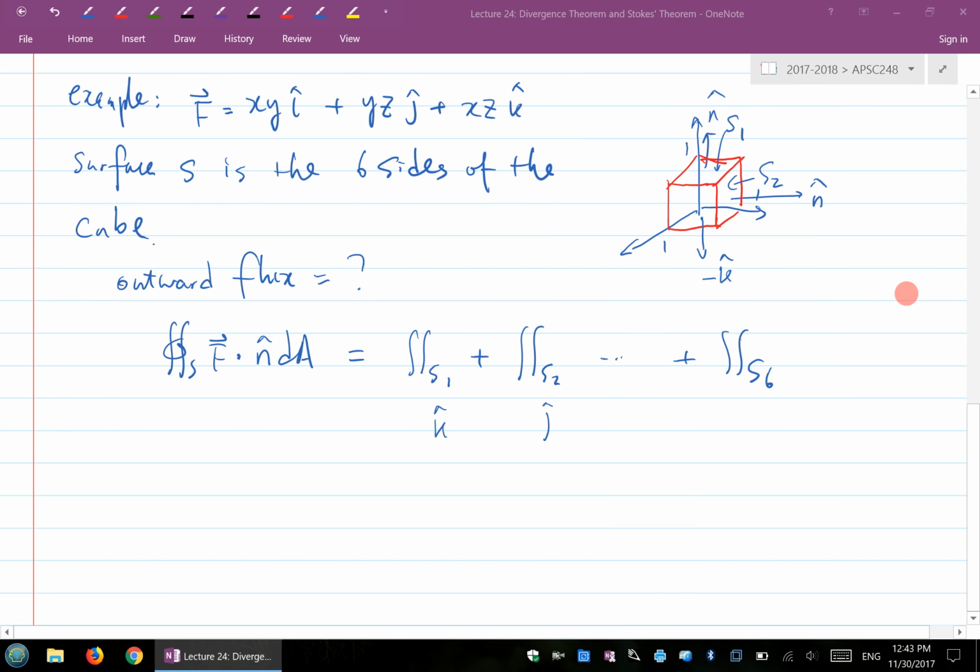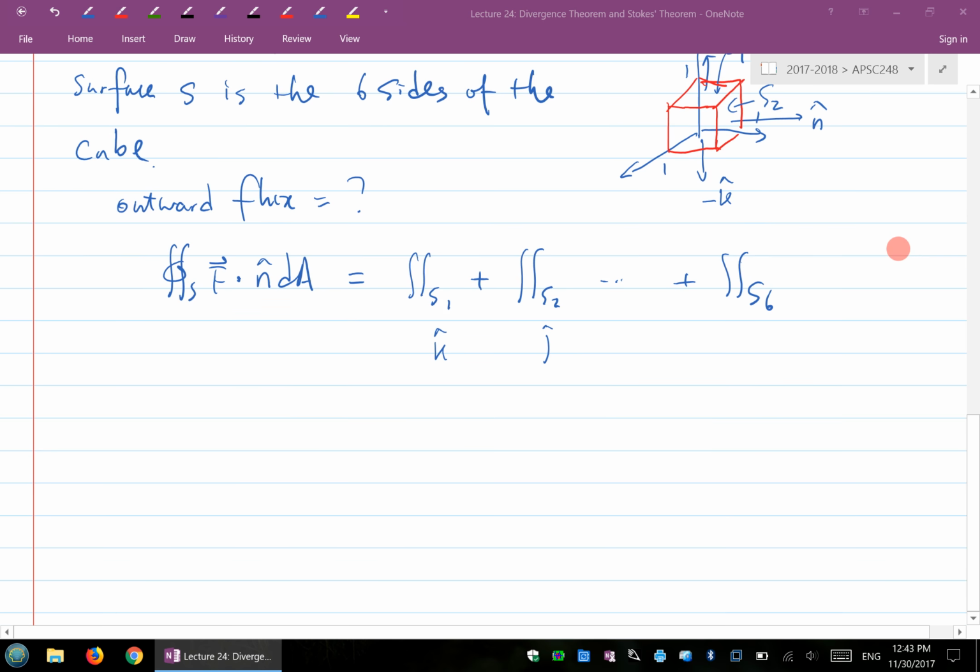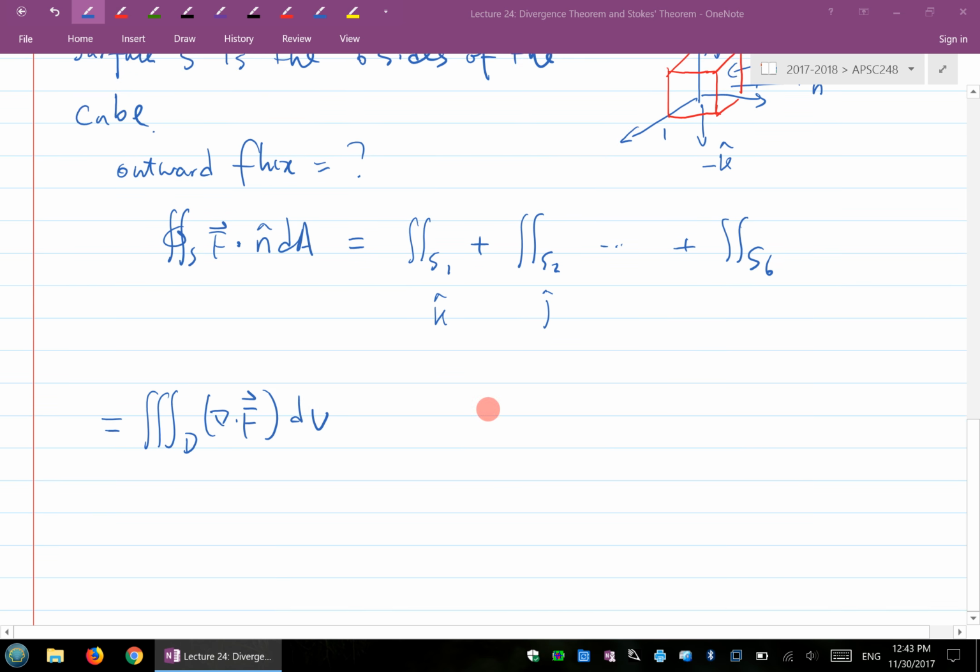But now since we learned divergence theorem, I'm not going to use this approach. I will calculate using the divergence theorem. This is what I will use: the right side of the formula. The right side of the formula requires you to calculate del dot f. So let's calculate del dot f first, and then we'll plug it back in.